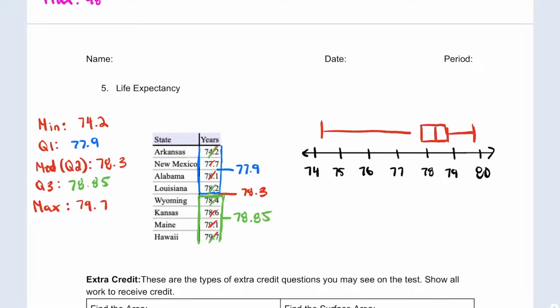And make your box, connect your whiskers, and there we go. So again, we're going to label these so that they're exact and you know exactly what each of these numbers are. So then we have for the median 78.3, then we have 78.85, and then of course we have 79.7. All right, there you go.